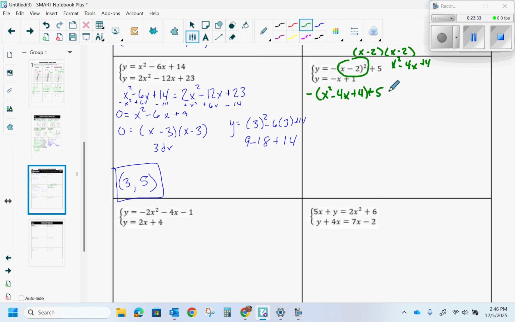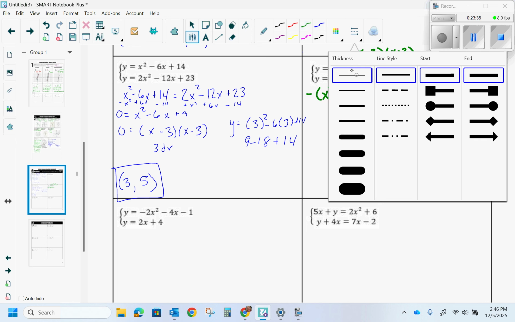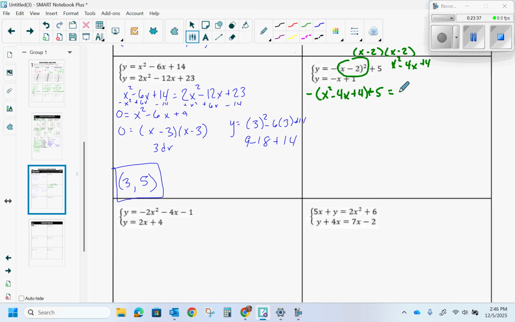Don't forget the plus 5 equals negative x plus 1. Let's distribute that negative through there, and we're going to combine like terms as well after we do that. So negative x squared plus 4x. Now this is going to be a minus 4, right? This will be minus 4 plus 5, so it's a plus 1. Right? I'm going to have a negative 4 here, and then I'm going to add 5 to that.